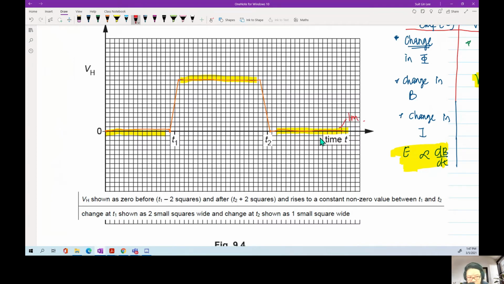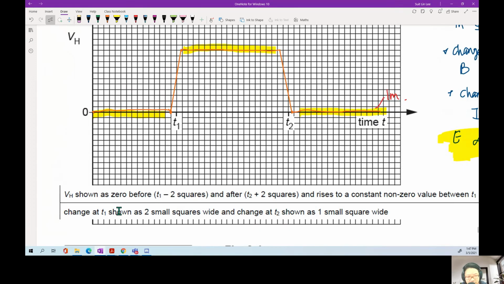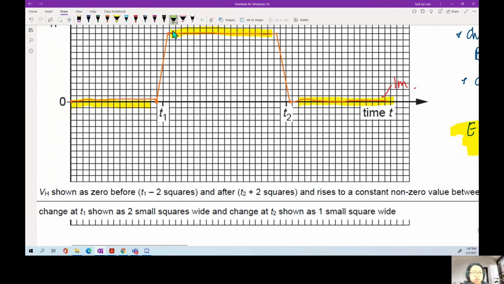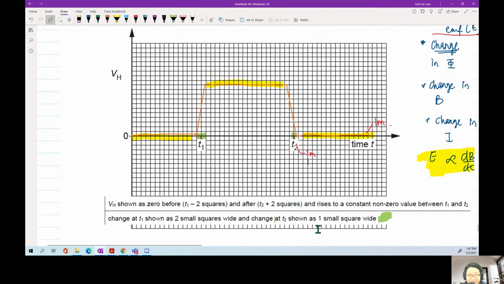Change at T2 shown as 2 small squares wide, and change T1 2 small squares, T2 1 small square. Yes, see, they care about this part, and this half to half. This is 1 mark, but it's a pretty easy mark if you ask me. Okay, so this is the sketch.